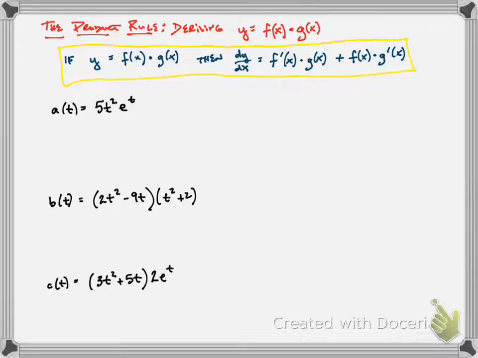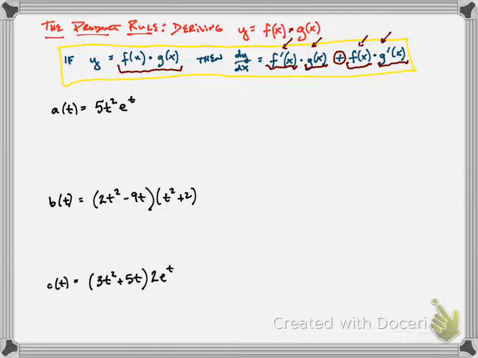Product, or multiply, meaning if we have the product of two functions, f times g, the derivative of that is going to be, so if y is equal to f of x times g of x, then the derivative is the derivative of f multiplied by g, not derived, plus f, not derived, multiplied by the derivative of g. In other words, derive the first, multiply by the second, and then add to that the first multiplied by the derivative of the second. Let's look at some examples.